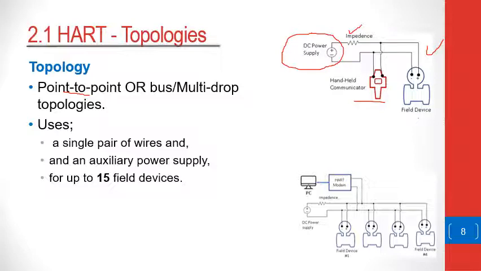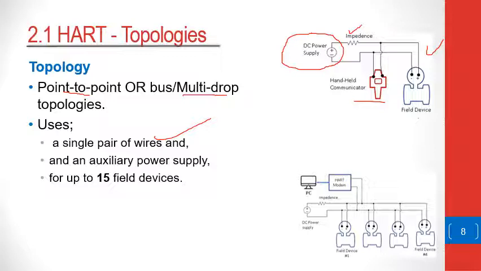Then you can see it uses a single pair of wires to connect both of these. And then sometimes you can have multi-drop communication, which means multiple devices connected on the same network. This is an example of a multi-drop communication. You have 4 field devices with 1 computer.